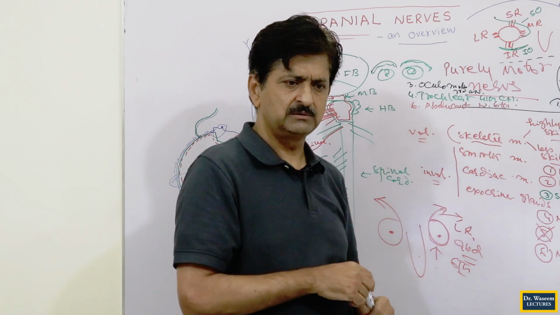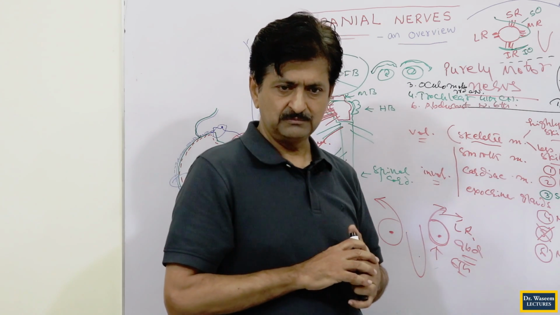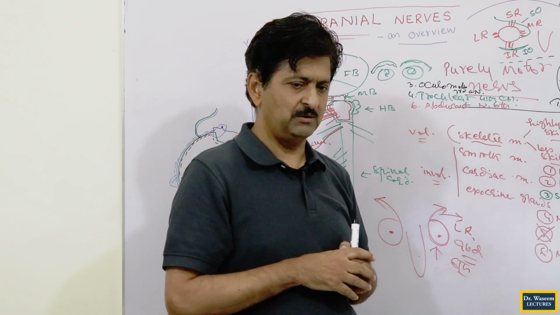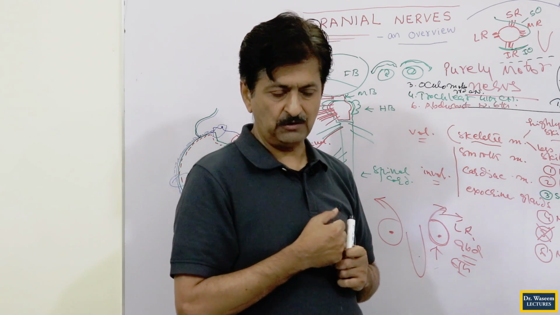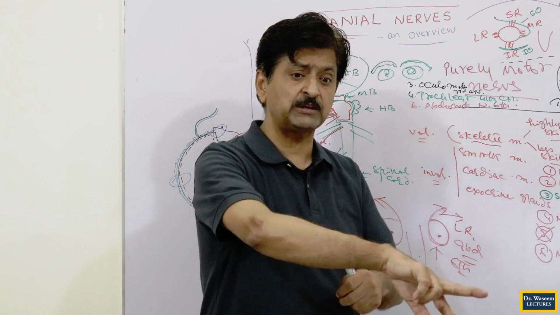Can we call it mixed? Actually, physicians and clinicians call it a mixed nerve. Why do they call it a mixed nerve? Because both types of fibers are mixed. Actually, from our side, the definition of a mixed nerve is not this. The definition of a mixed nerve is a nerve which contains both sensory and motor, not two types of motor.